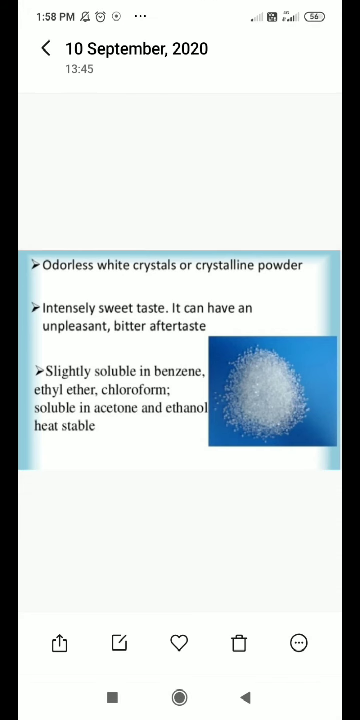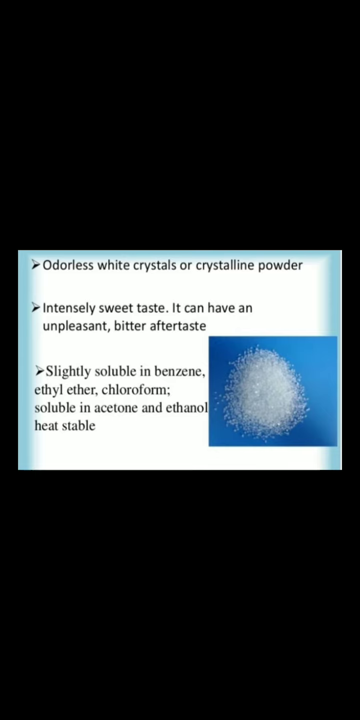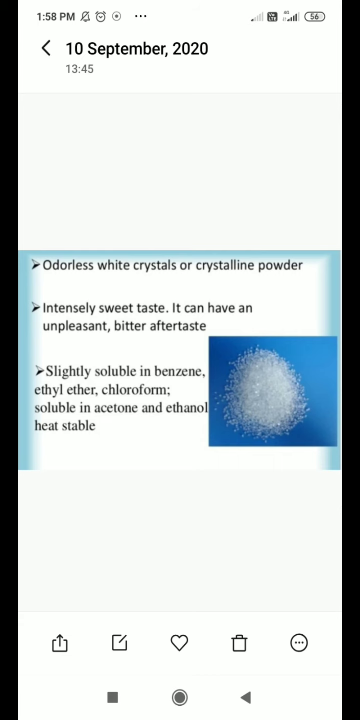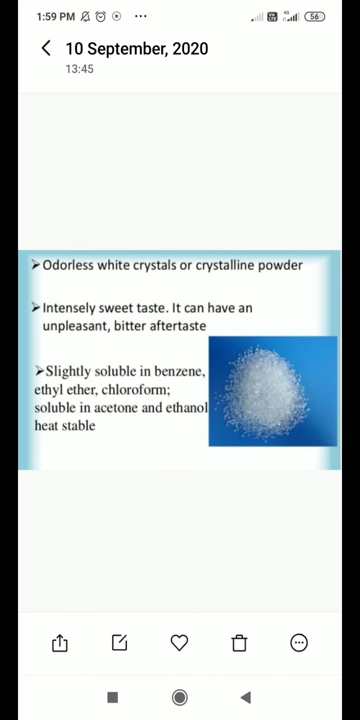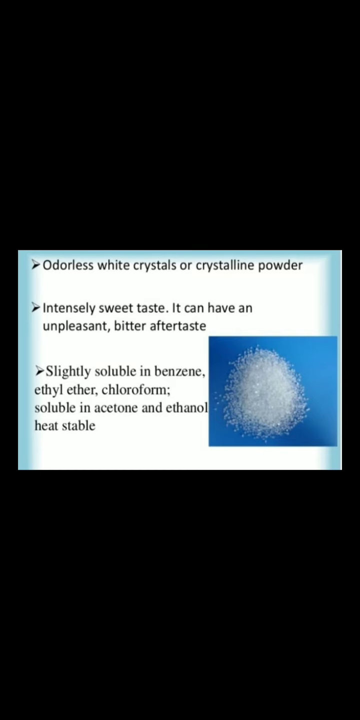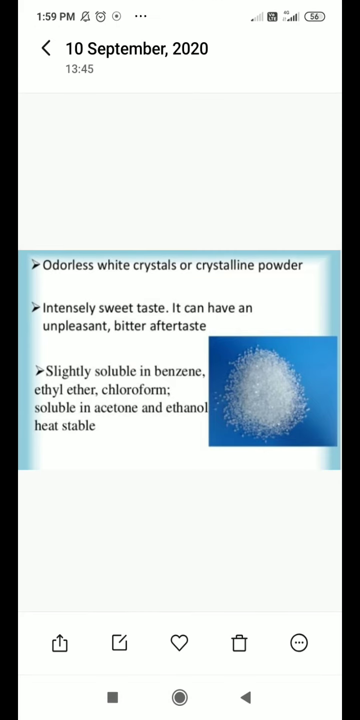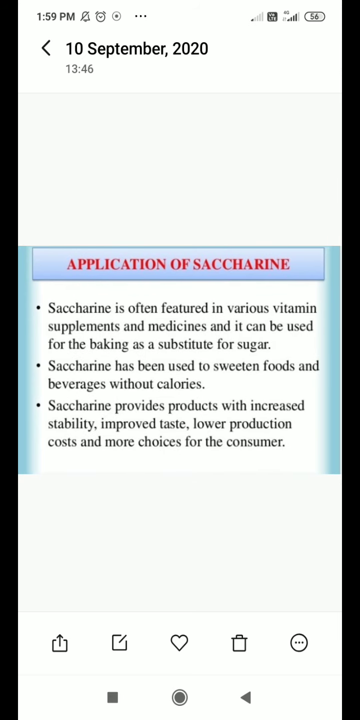Then what are the other physical properties? It is slightly soluble in benzene, meaning that among organic solvents it is soluble in benzene. Then in ethyl ether, it is soluble in ether. Then chloroform, and it is soluble in acetone and ethanol, heat stable. For ethanol, for solubility we have to provide some heat to the ethanol, and then it can be easily dissolved. Then what are the applications?